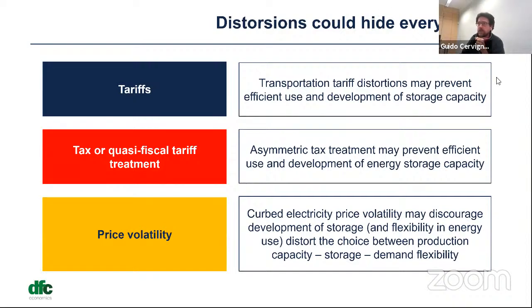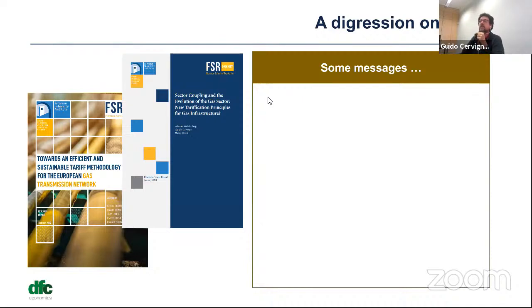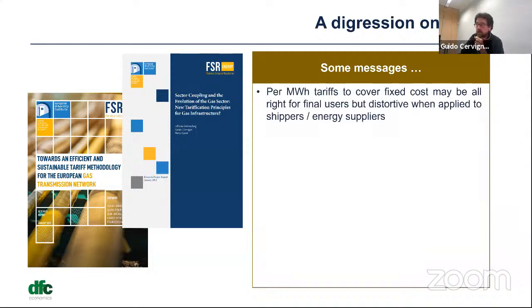Now, my other remark is a bit of advertising, and it is a remark on tariffs. The Florence School of Regulation has done a lot of work on that. We have two papers out, both very recent, on optimal tarification of gas infrastructures. From there, I would like to recall three messages. The first one is that per megawatt hour tariffs that are supposed to cover fixed costs are common practice in electricity industries. They are common practice in monopolies in general, and they are all right when applied to final consumers. They are less than all right when applied to buyers whose demand is more flexible, typically shippers or energy suppliers. These guys have choices. They can move from one solution to another to meet the final customer's needs. And so wrong tariffs there can cause material distortions.